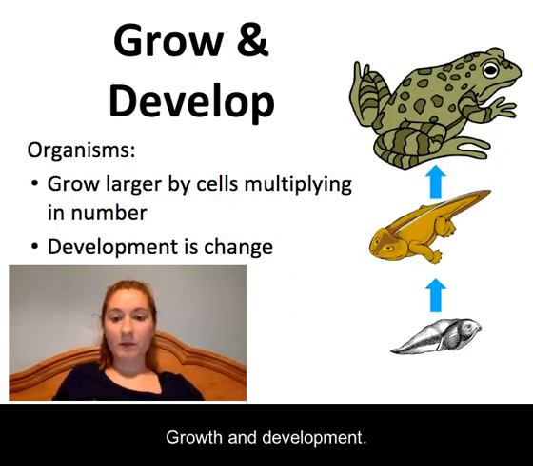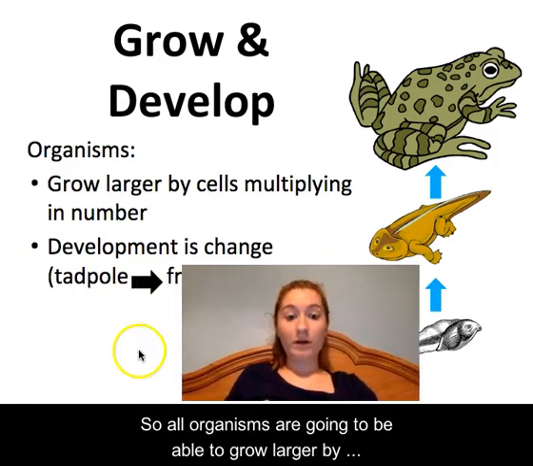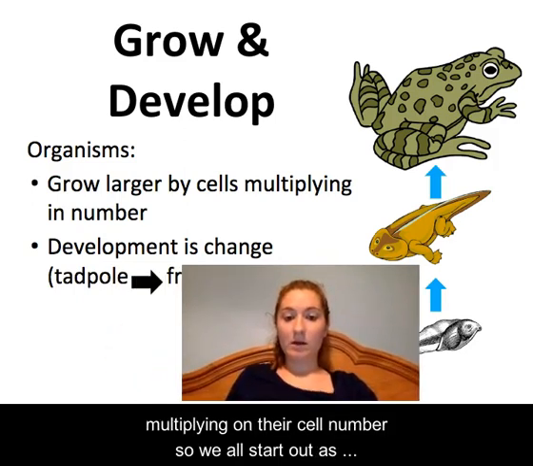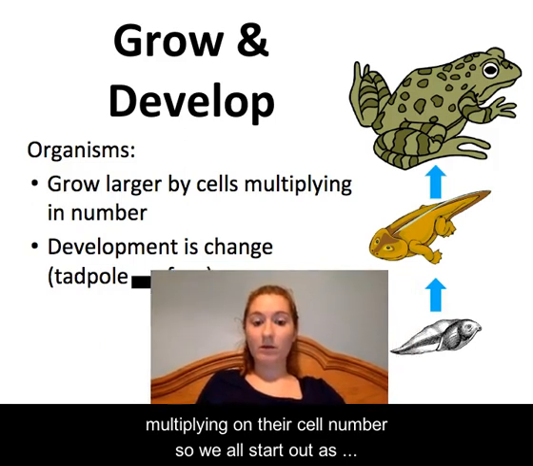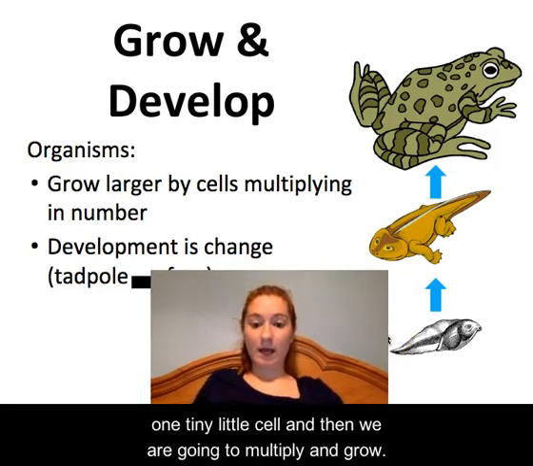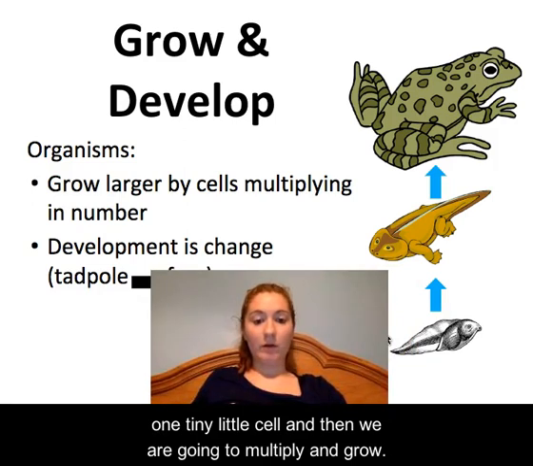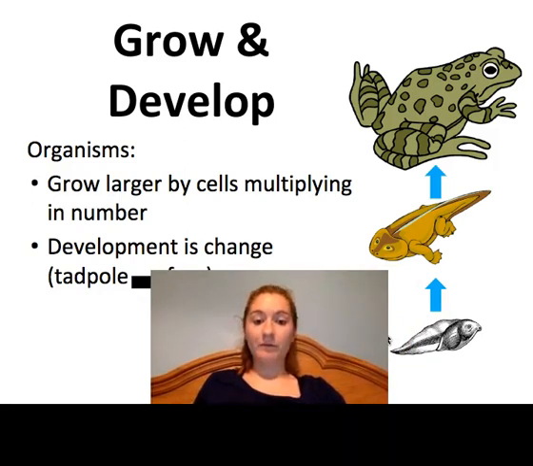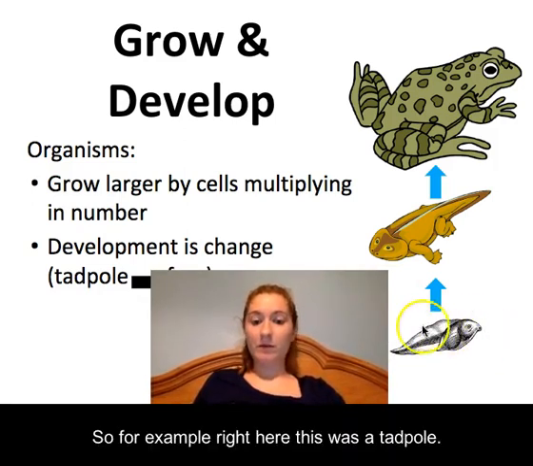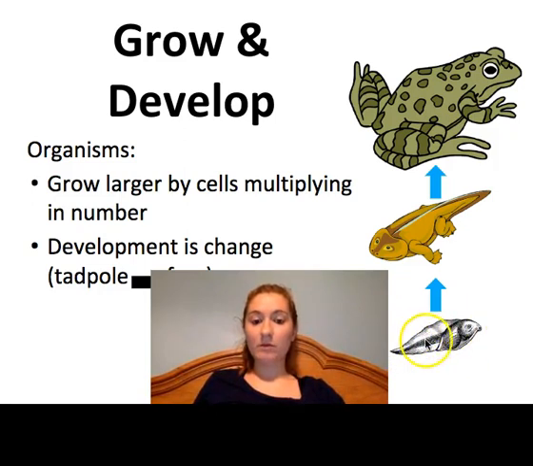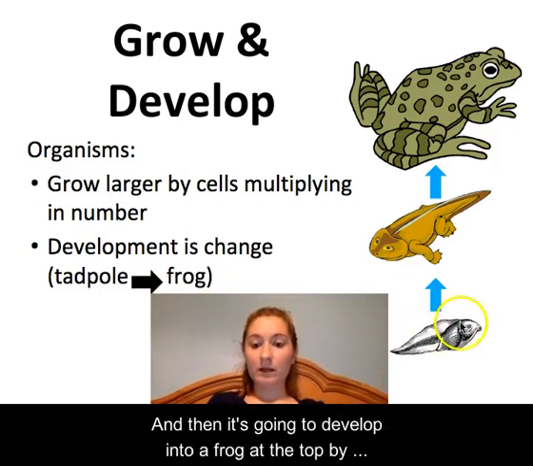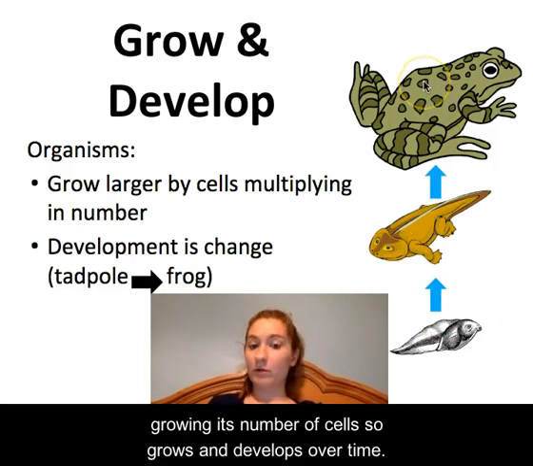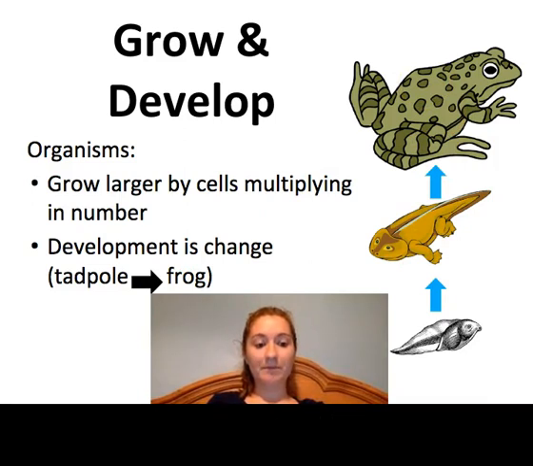Growth and development. All organisms are going to be able to grow larger by multiplying their cell number. We all start out as one tiny little cell, and then we are going to multiply and grow. So for example, right here, this was a tadpole, and then it's going to develop into a frog at the top by growing its number of cells. So it grows and develops over time.